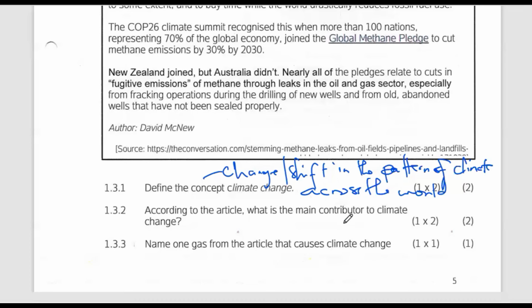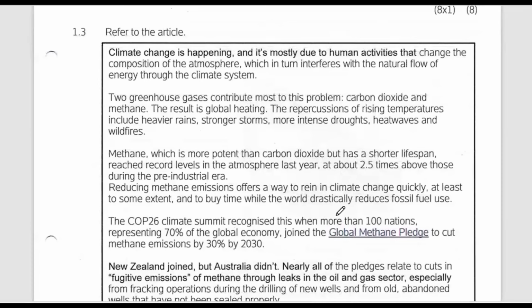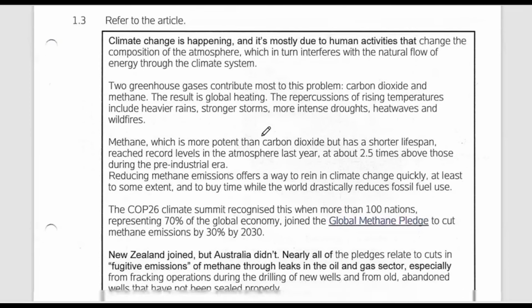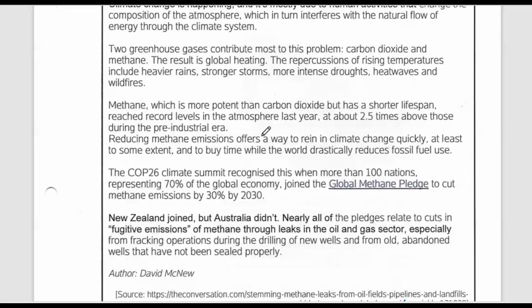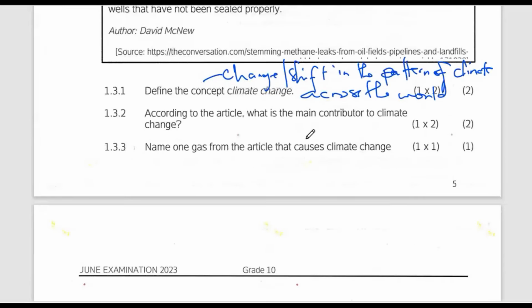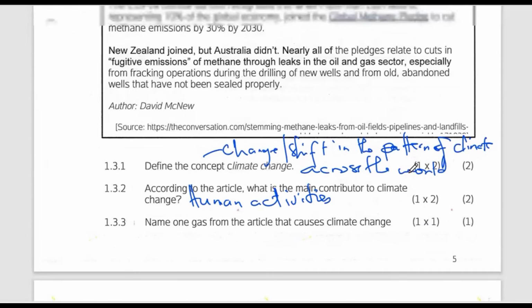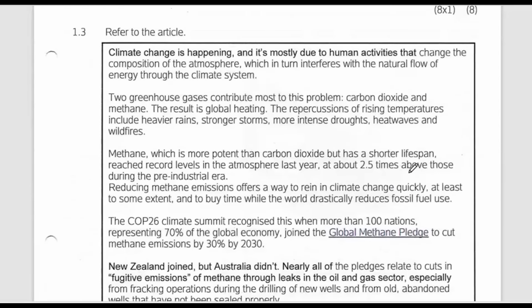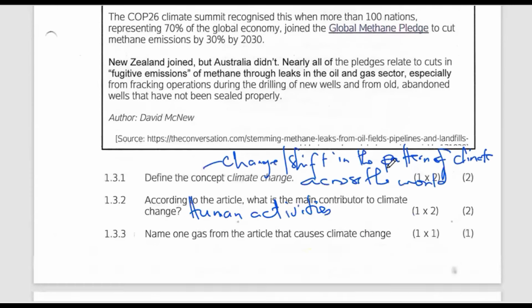Then according to the article, what is the main contributor to this problem of climate change? If we check through, you tend to find that in the text, whatever is being explained there is attributed to the human activities. Human activities, they do contribute towards climate change in a number of ways. People do activities that contribute towards the release of greenhouse gases like carbon dioxide and methane in the atmosphere. And that results in global warming, actually. And that is a contributing factor to climate change. Let me move on to the next question.